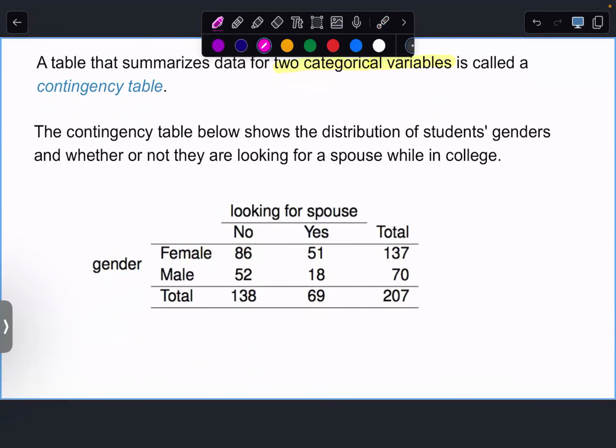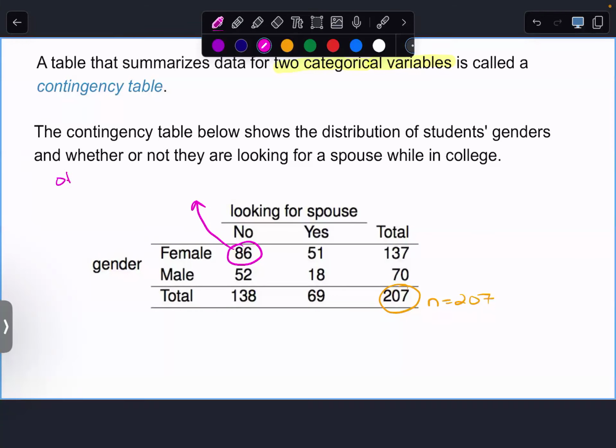What does this 86 mean? Means that in our sample of how many? 207. Right. In our sample of 207 students, I guess, 86 were female and not looking for a spouse.